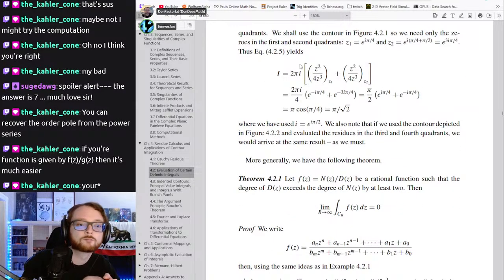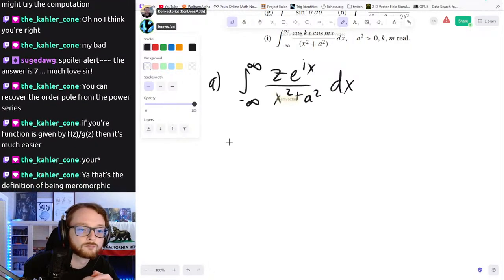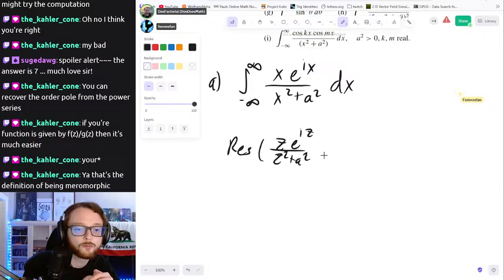And it says if that's the case, and if it's a simple pole, you can use that trick of n over d prime, n over the derivative of d. So I think we can just get away with that dirty trick. That's the definition of being meromorphic, Collar Cone says. Nice.